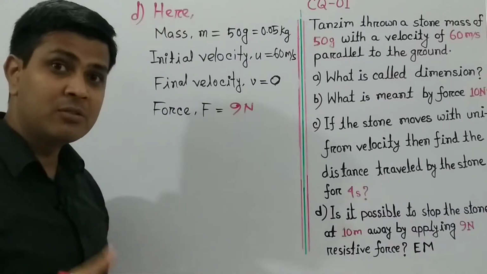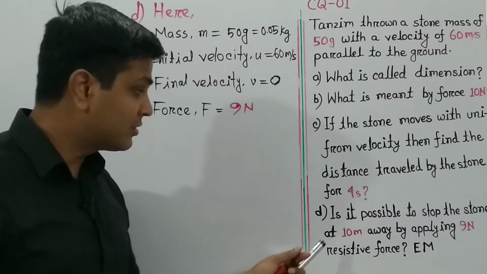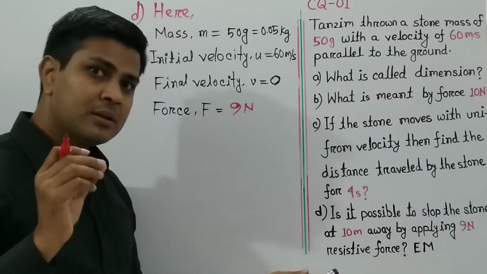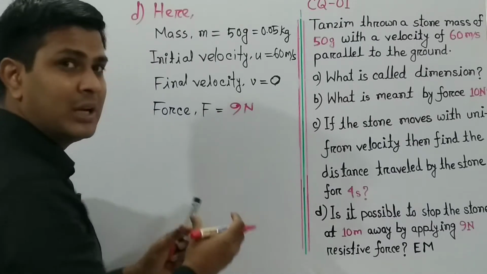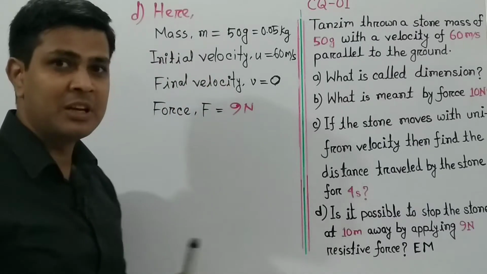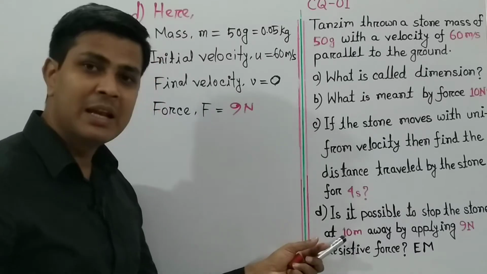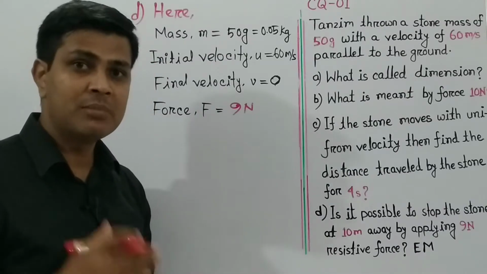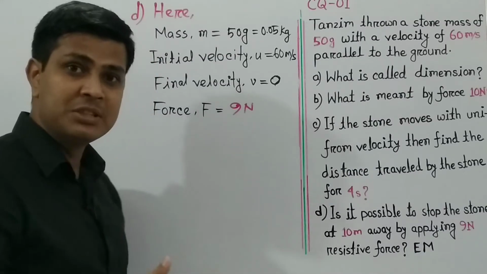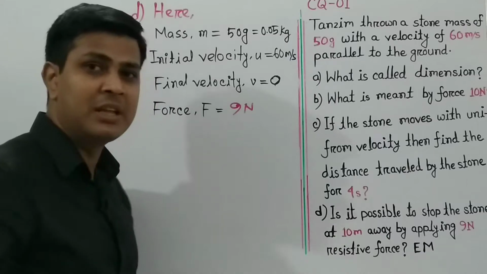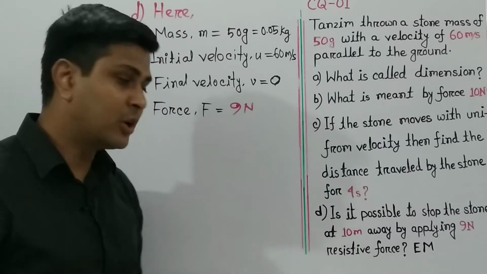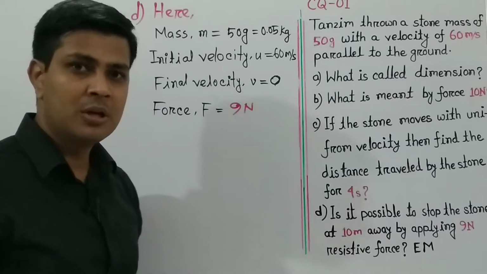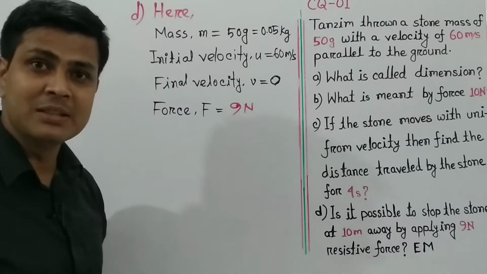and we have to calculate the distance, but here you can see a distance is also given. That means if we calculate the distance by our given information and compare, if the distance is less than the 10 meter, then it is possible to stop the body. But if the calculated distance is more than the 10 meter, then it is not possible to stop the body at 10 meter away. So we have to calculate the distance.